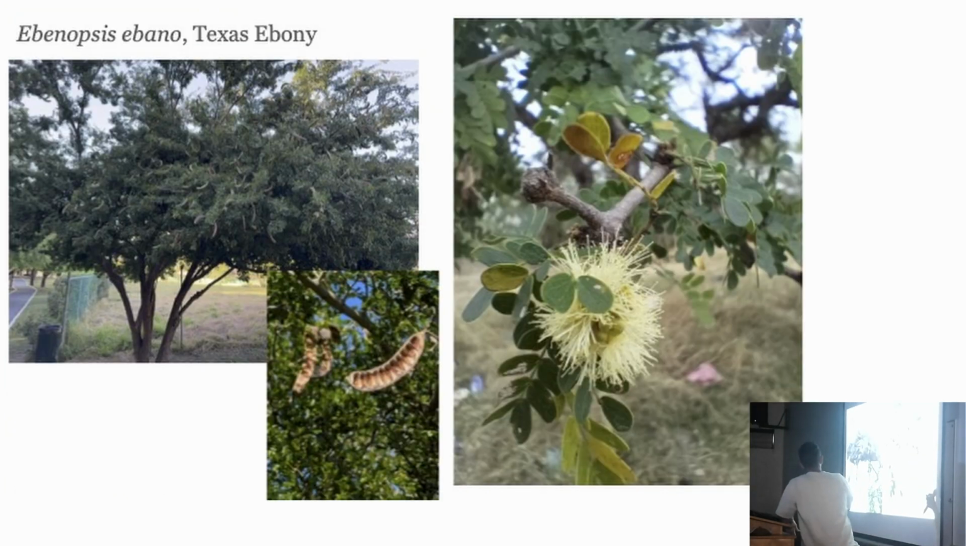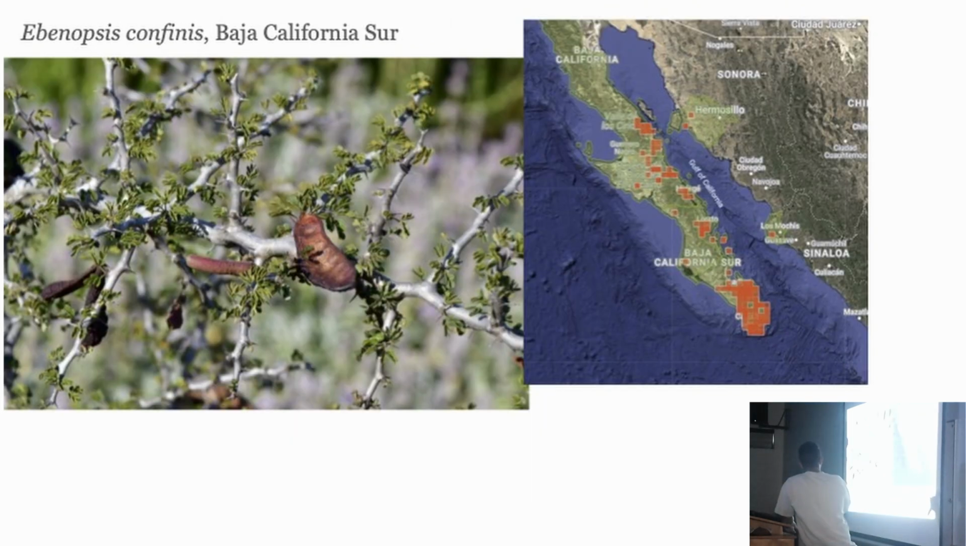All right, Echinopsis abano, Texas ebony. It smells incredible when it blooms, gets the very characteristic fruits that look like a little piano keyboard when they split open. 3 species in the genus.